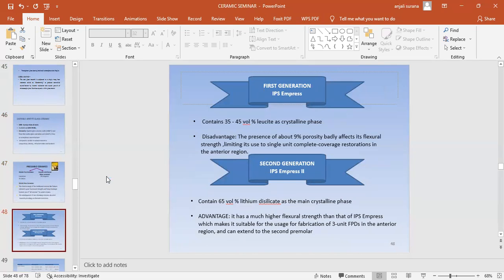The first generation IPS Empress contains 35 to 45 volume percent leucite as crystalline phase. Its disadvantage is the presence of about 9% porosity, which badly affects its flexural strength, limiting its use to single unit complete coverage restorations in the anterior region. Then we have the second generation IPS Empress 2, which contains 65% by volume lithium disilicate as the main crystalline phase. Advantages: it has much higher flexural strength than IPS Empress, which makes it suitable for fabrication of 3-unit FPDs in the posterior region, extending up to the second premolar.